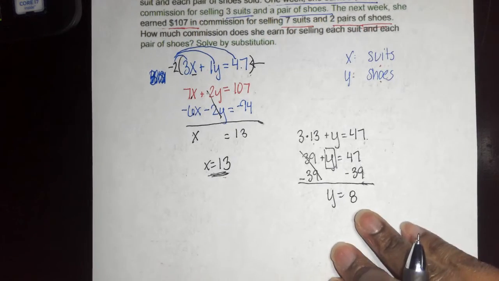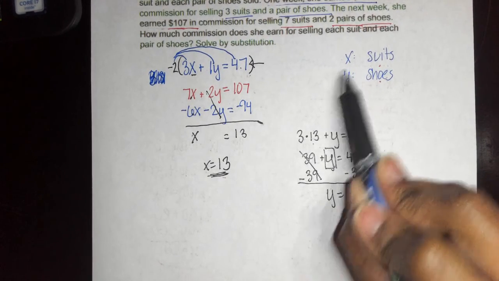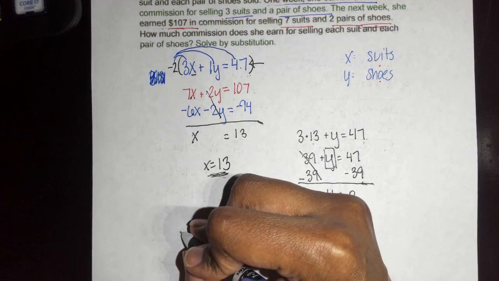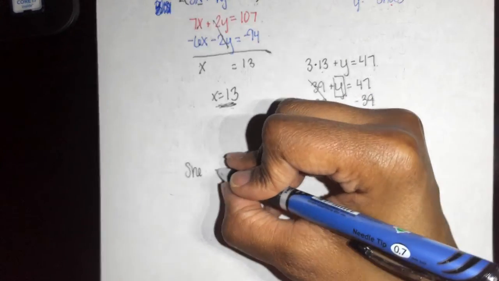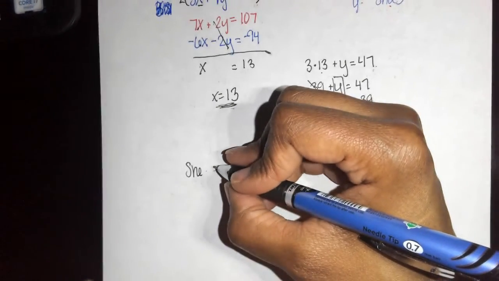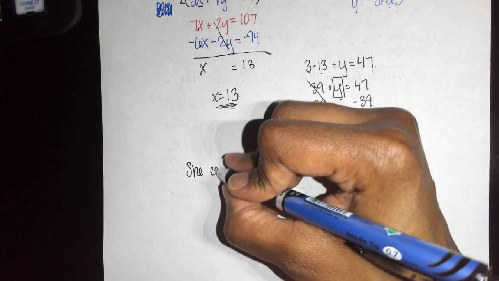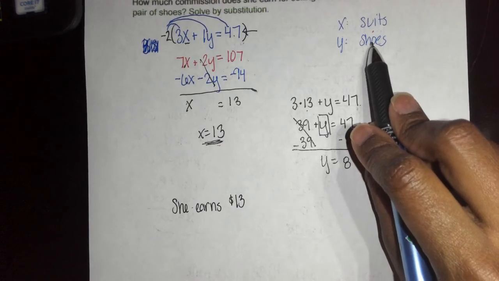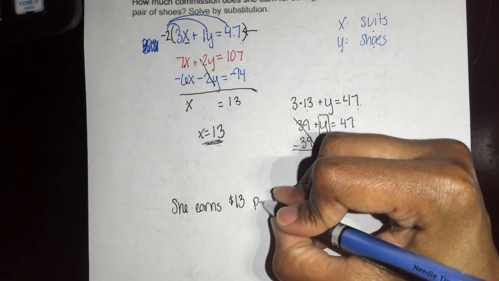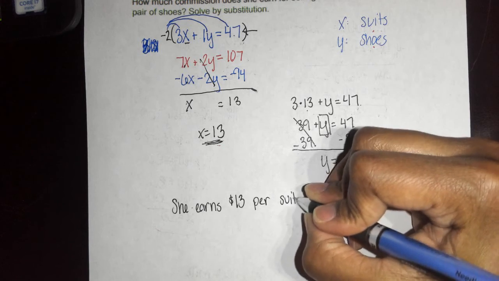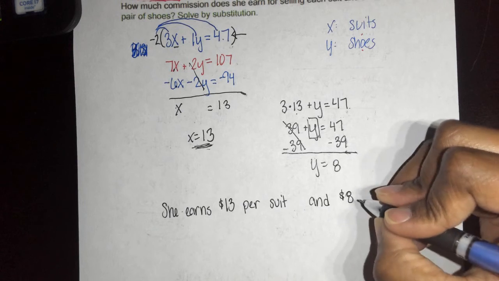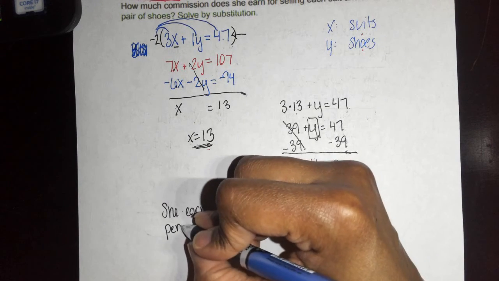So what does that mean? Well, our sales associate, remember x represents how much she makes on suits, and y represents how much she makes on shoes. So she earns $13 for each suit sold, or per suit, and she earns $8 per pair of shoes.